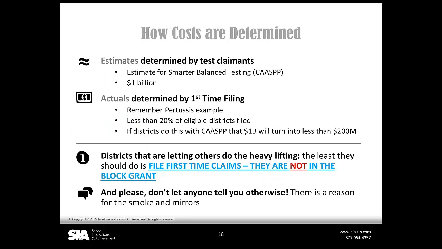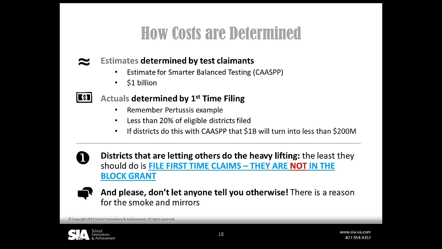And here's how the costs of a new program are determined. The estimates are determined by the test claimant. Currently, we have CASBO-SI&A Unified filing a test claim on smarter balance testing, which you may be familiar with, and they're estimating this cost to be $1 billion. But the actuals are determined by first-time filing, which is, again, why it's important for us to file these claims.